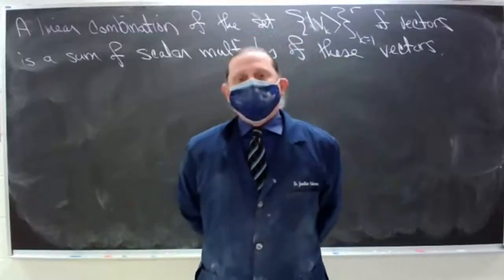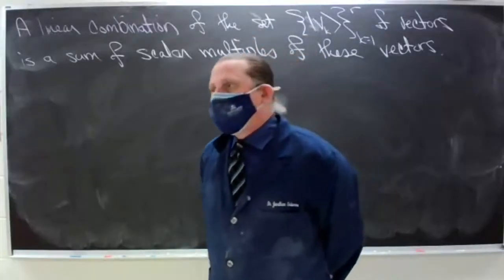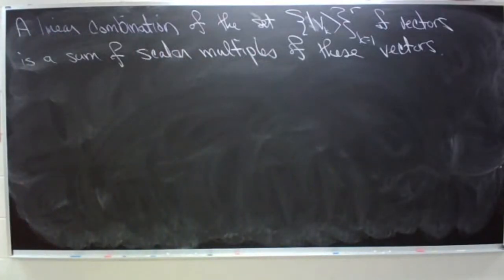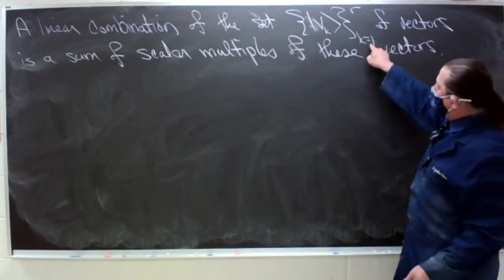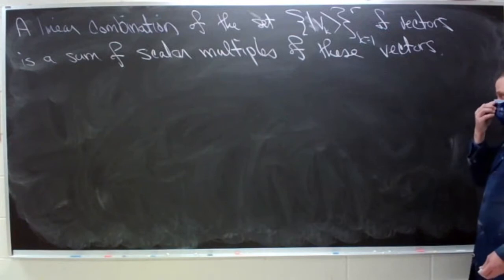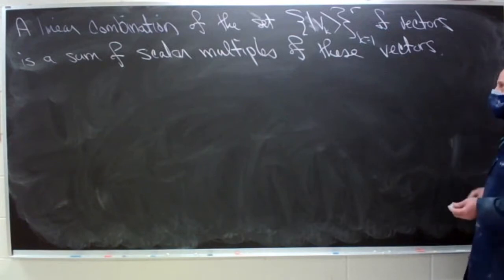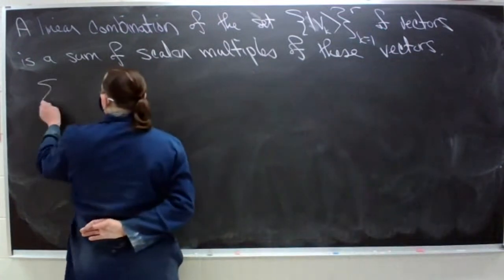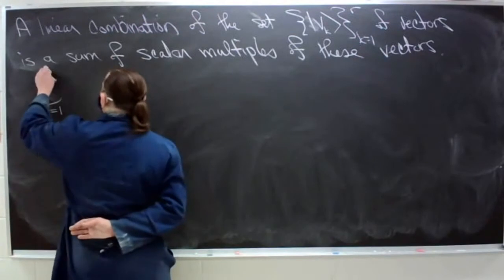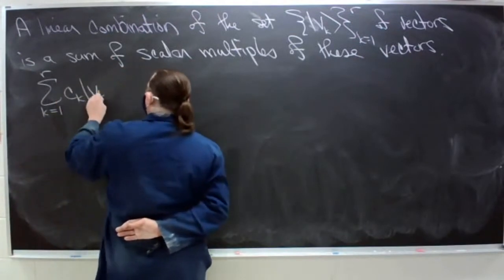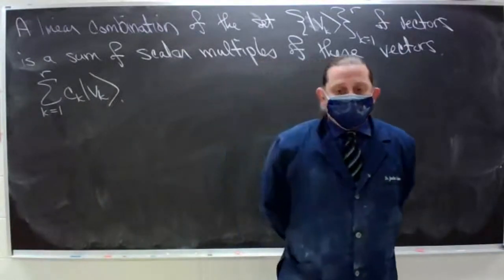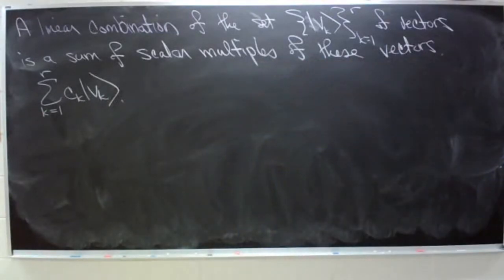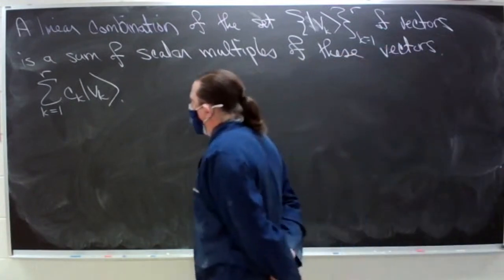All right, another important concept is that of a linear combination. A linear combination of the set V_k, where k runs from 1 to r, of vectors, is a sum of scalar multiples of these vectors. All right, so I could say, okay, and that would be a linear combination of these vectors in my set.